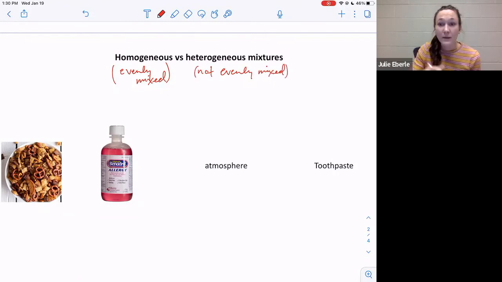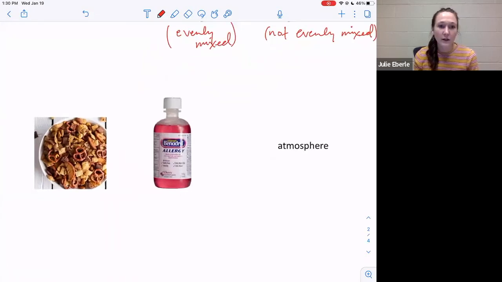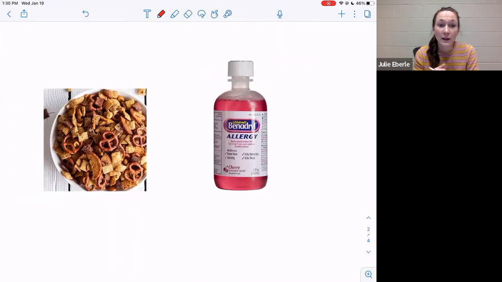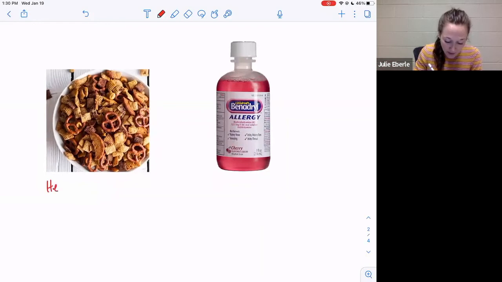Okay, so I've got some pictures and some words down below, and I want us to think about these mixtures. So first off, on the left, I have a good old bowl of Chex Mix. Obviously, this is a mixture. It contains several different ingredients. You've got the peanuts and the pretzels. You've got my favorite, the Chex Squares. And if we took a handful of this Chex Mix, do you think our first handful would be the same as our second handful? Do you think every handful of Chex Mix would be exactly the same contents, the same number of those contents in every handful? And the answer is no, okay? One handful might contain a lot of peanuts, and the next handful might contain a lot of pretzels. So this is definitely not evenly mixed, which makes it a heterogeneous mixture.